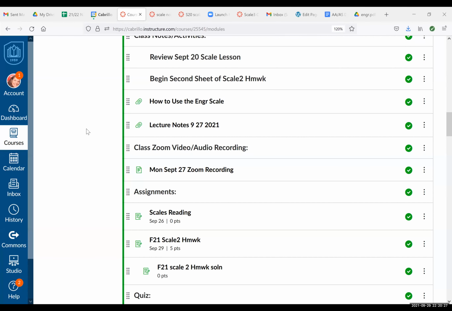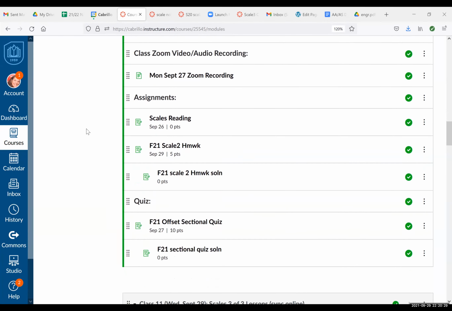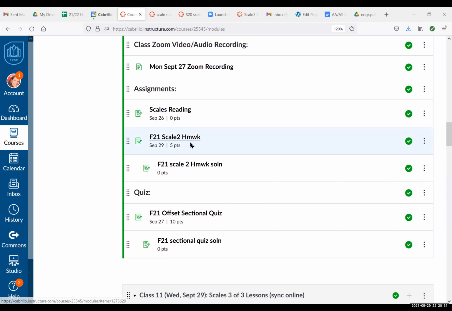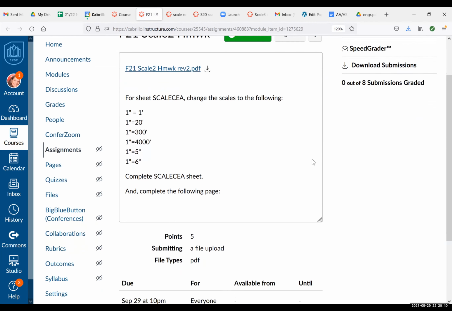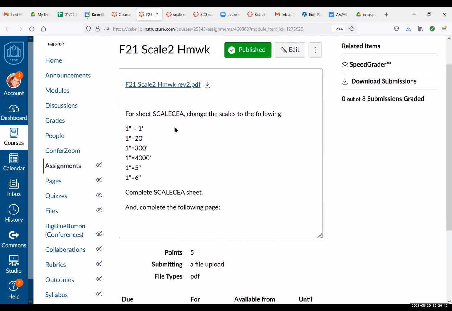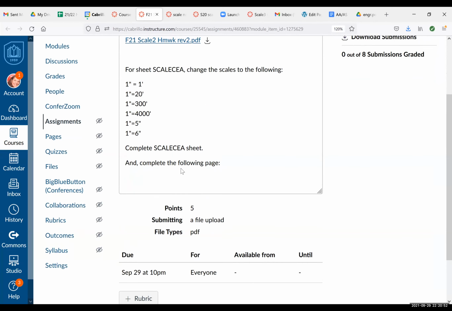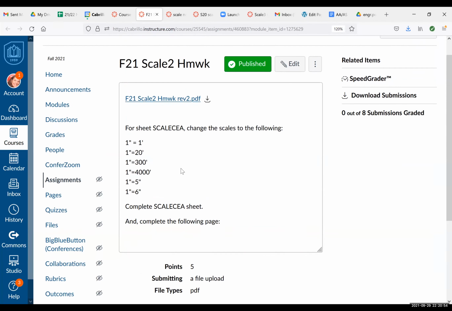And so we did the lecture notes, and then let's look at the homework we had. We had the sheet in the book, and we changed the scale. I changed them for you so they were different. And I posted the solutions. So I'm hoping that everybody is comfortable with it.